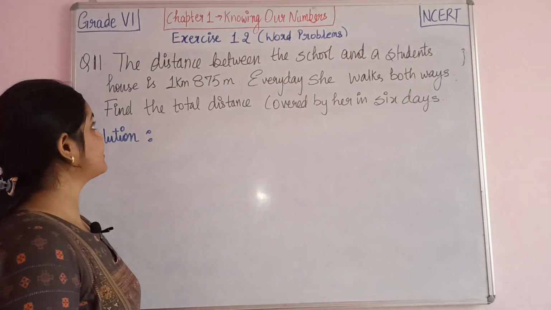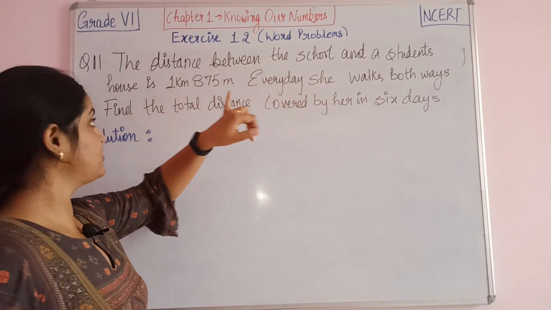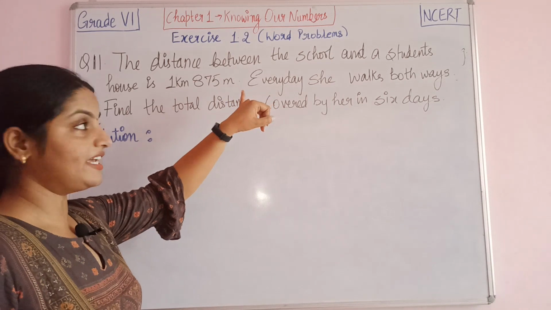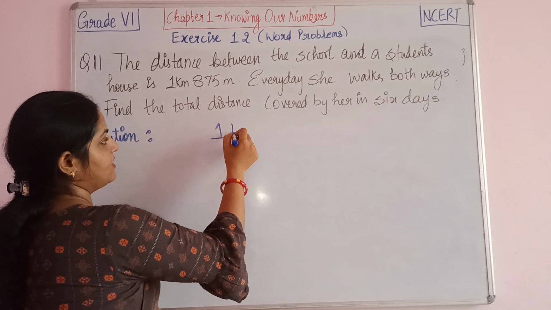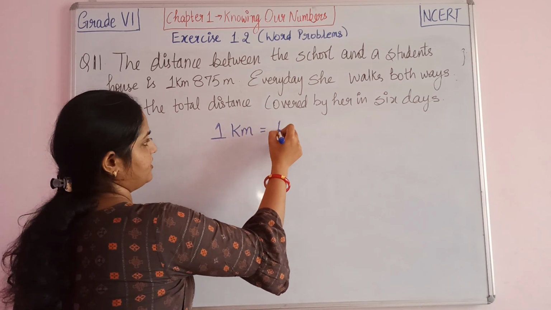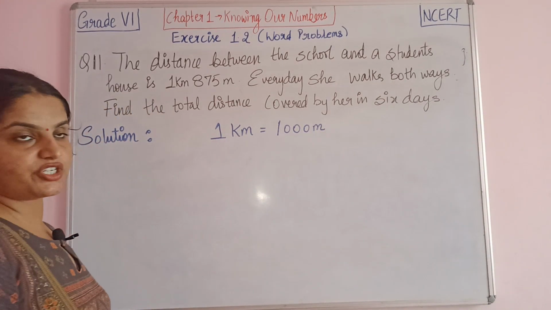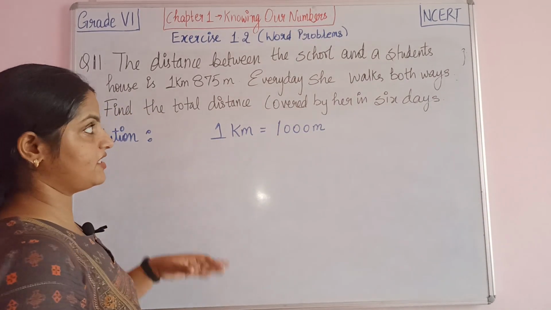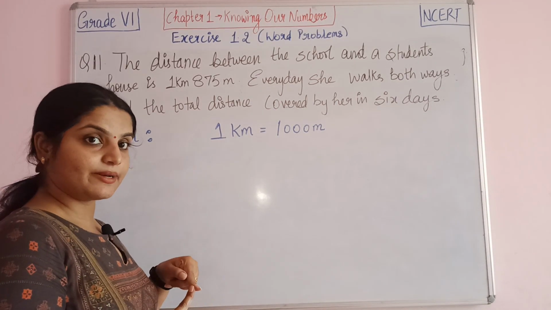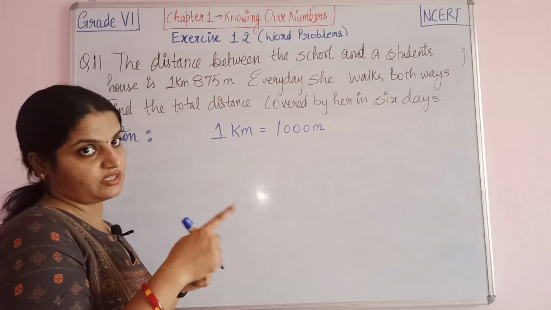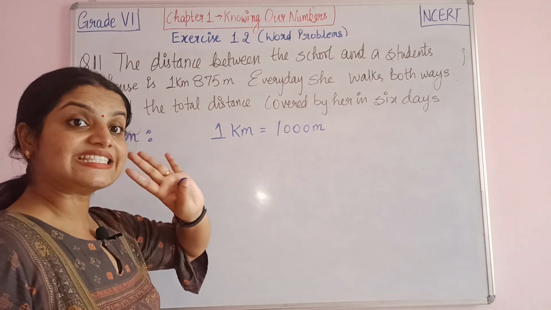Okay, so now let's discuss the next question. I'm taking question number 11 now. The distance between the school and the student's house is 1 kilometer 875 meter. So first of all, I will write down how many meters are there in 1 kilometer. It is 1000 meters. Okay, we need to do conversion here. Every day she walks both ways, means she goes from home to school and then from school to home she will come back. She moves both ways. Okay, remember this point. Find the total distance covered by her in 6 days.